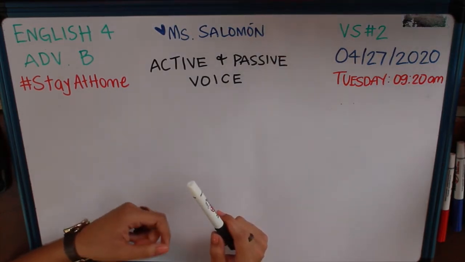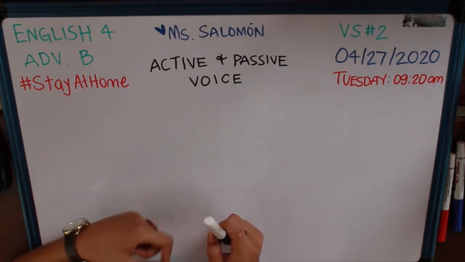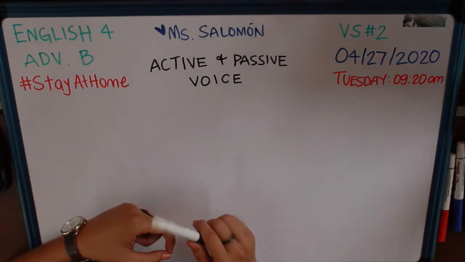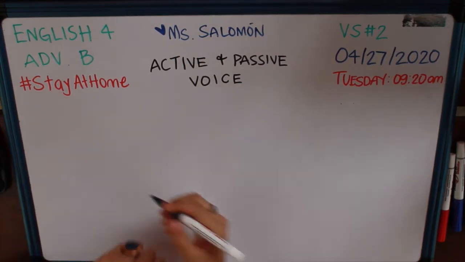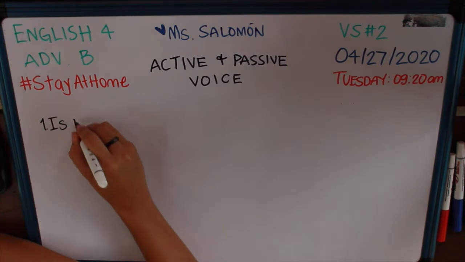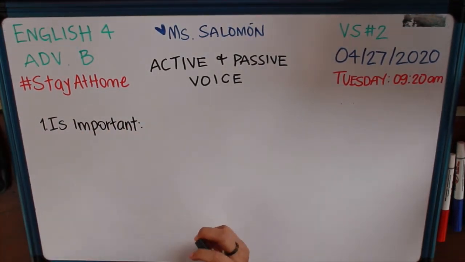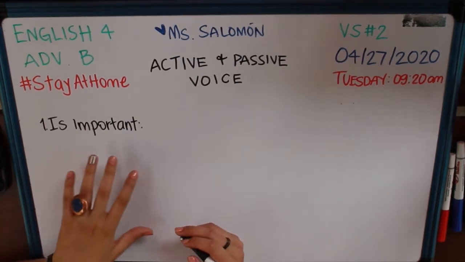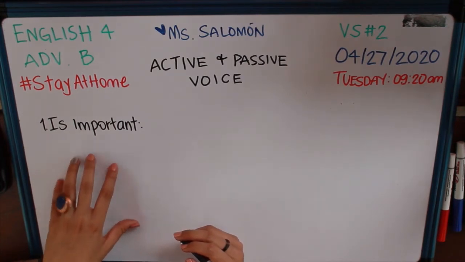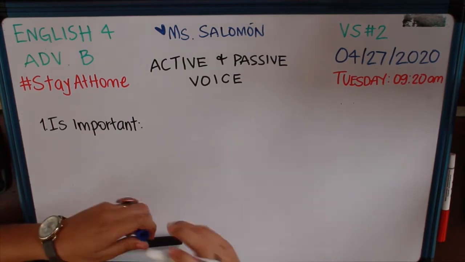Now, if we want to state the agent, or the person who did the action, we can also do it using the passive voice. But we would use it for two main reasons. One of the reasons why we would use the passive voice to name the agent who did the action is when the agent of that action is important. Let's take a look at this example.